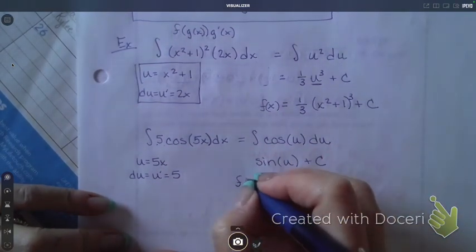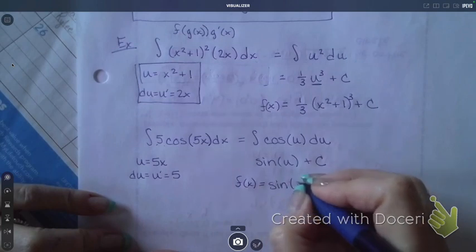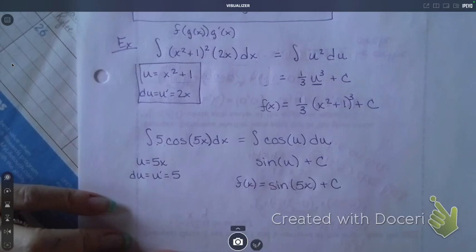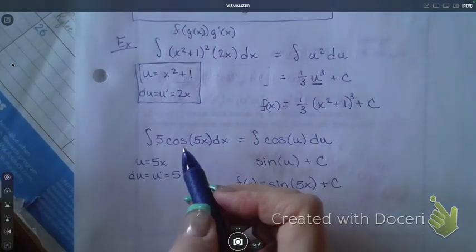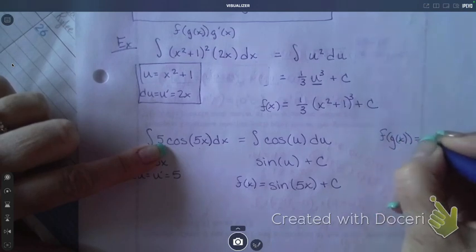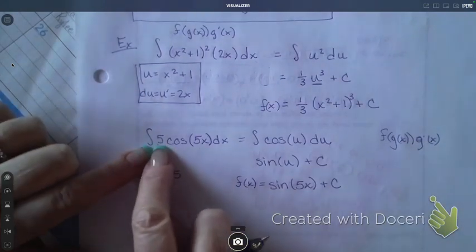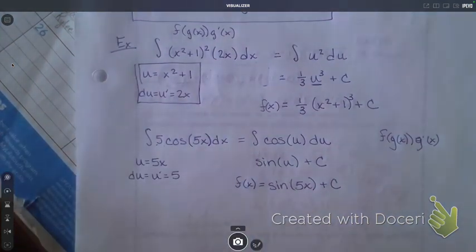So f of x equals the sine of what? 5x plus c. So, we didn't have to do the 5 because 5 prime equals 5, it cancels out, because f of g of x, g prime of x. So this was g prime of x, and this is my g. So it's there, okay?